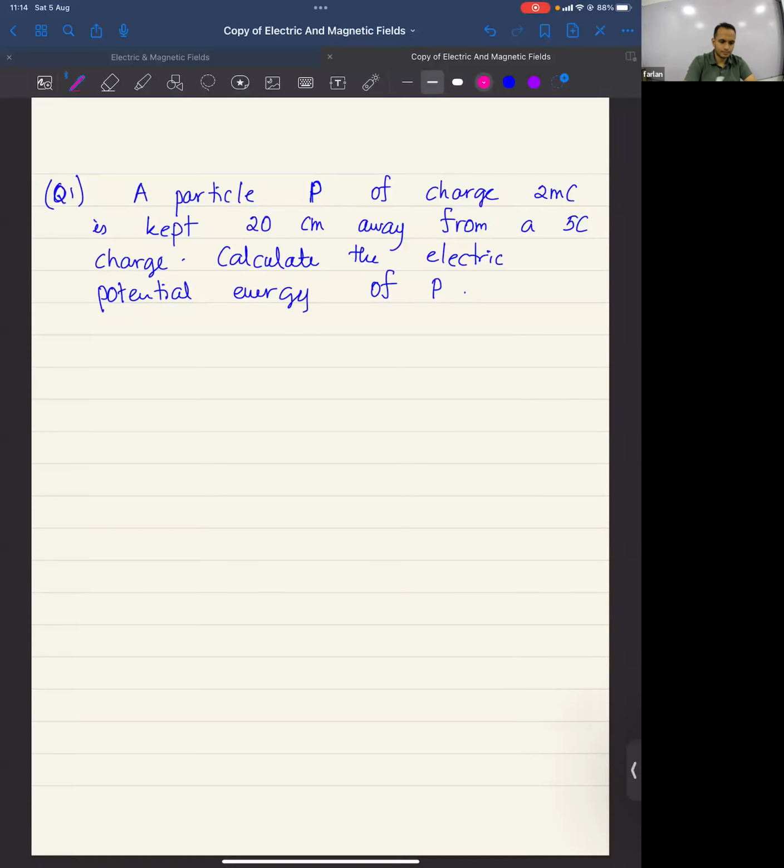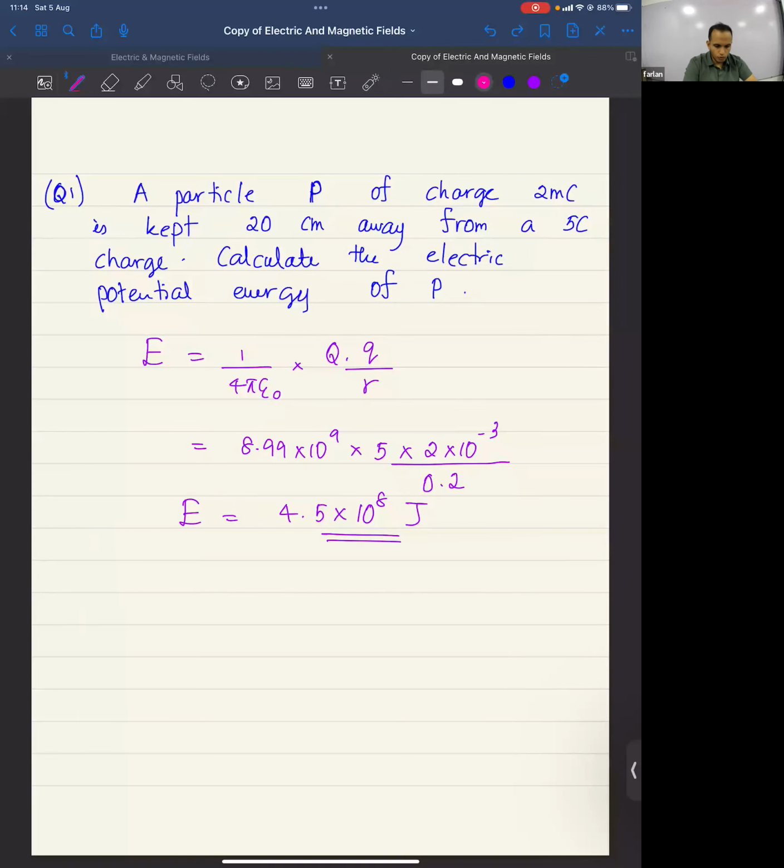What is the answer? 4.5 into 10 to the power 8 joules. Is it?